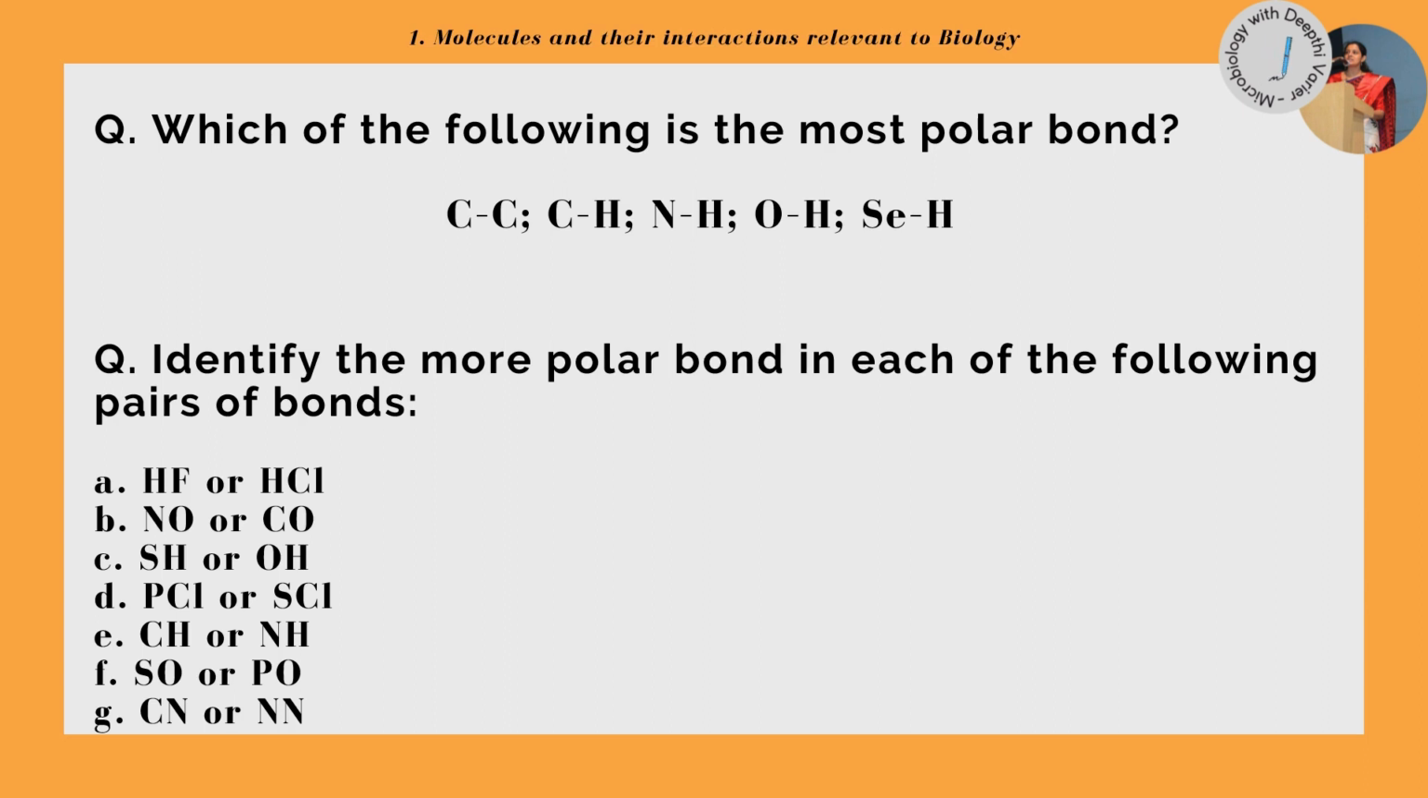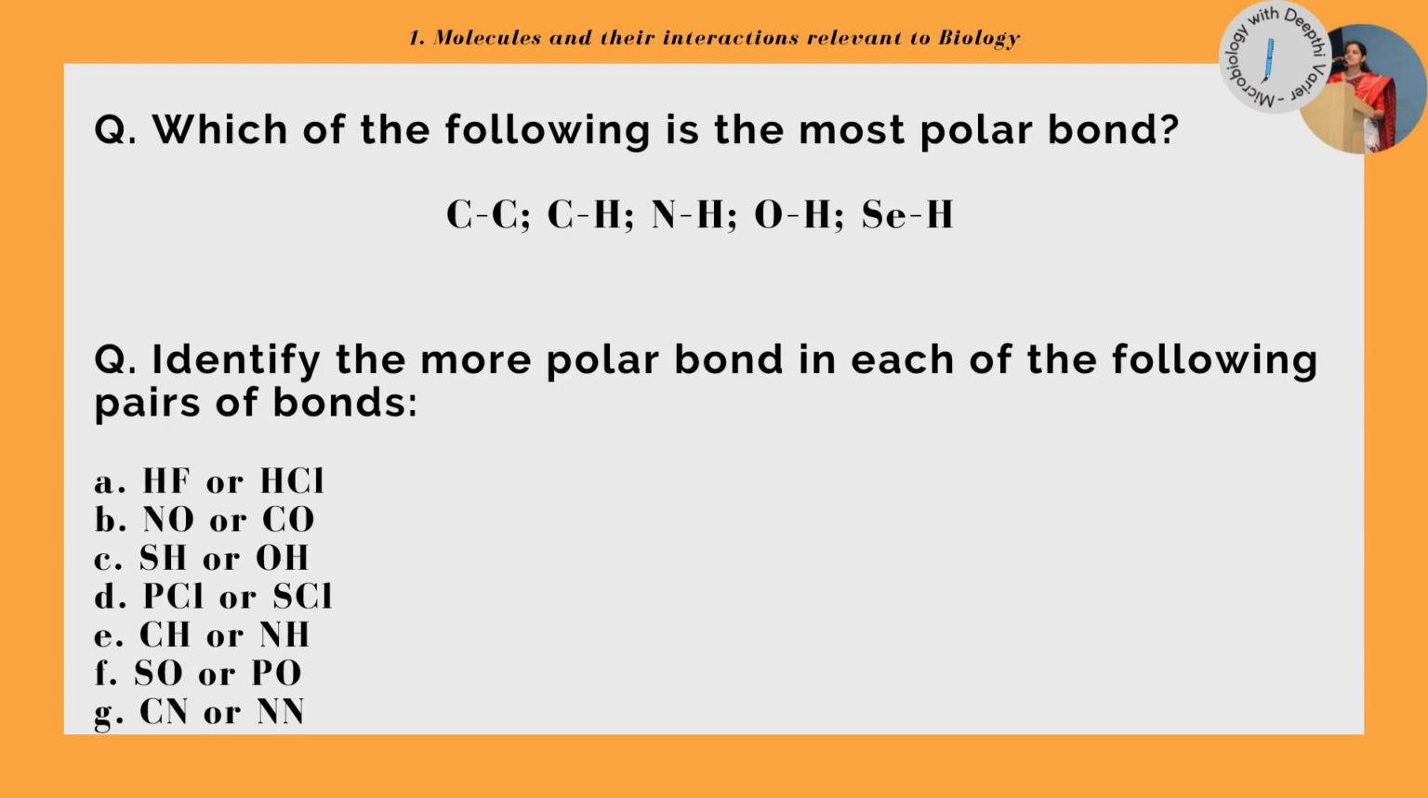So if you see the first question, they have given you different bonds and they're asking you which of the following is the most polar bond. What are the characteristics of a polar bond? It should be lacking symmetry, or you should have hydrogen which is attached to a more electronegative atom. Now in all of these examples, or most of these examples, hydrogen is bound to a more electronegative element. So we now need to identify which is the most electronegative of the ones given here, and hence which one would be the most polar bond.